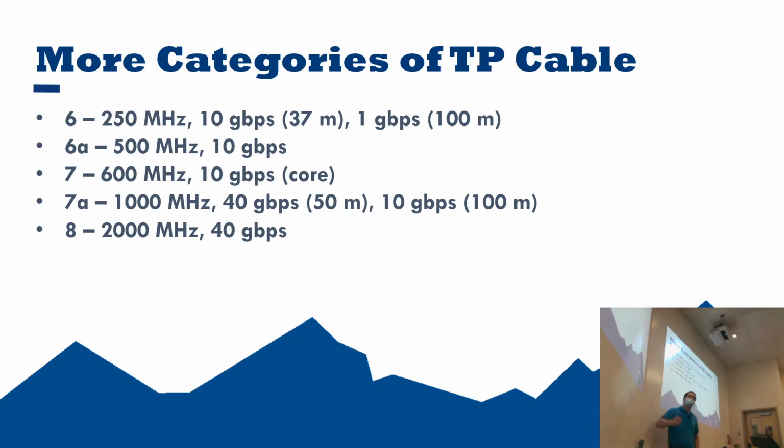7 is going to be more for the core environment. It's not going to be so much for end users, especially not right now. But in general, you can go 10 gigabits per second.